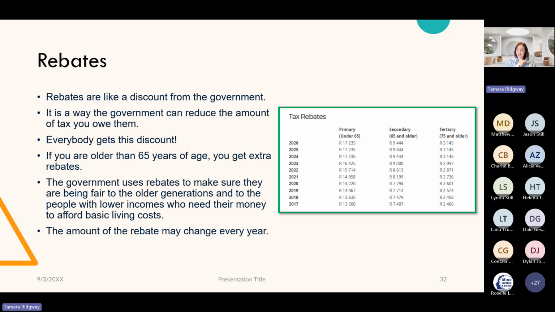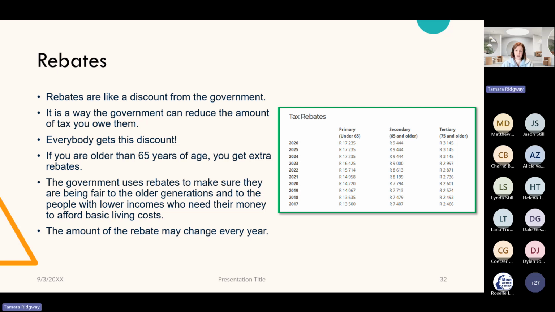If you are older than 65 years of age, you get extra rebates. The government uses rebates to make sure they are being fair to the older generations and to the people with lower incomes who need their money to afford basic living costs. The amount of the rebate may change every year. And again, here's this beautiful table which gives you a wonderful summary of the amounts that the rebates have been over the past few years.